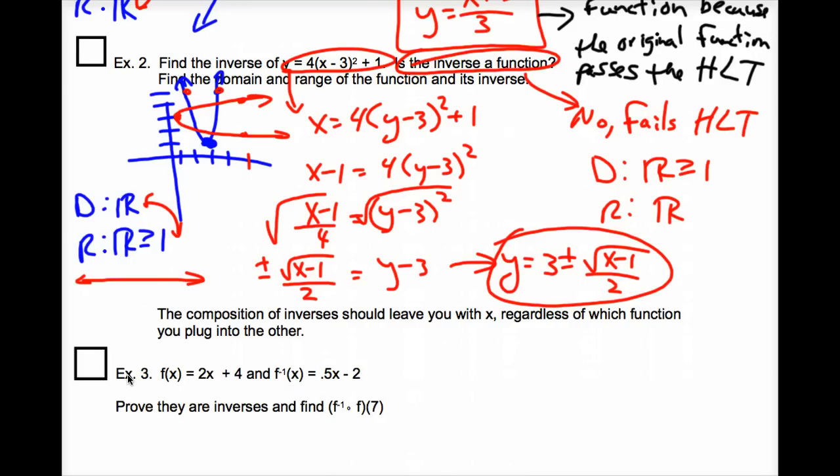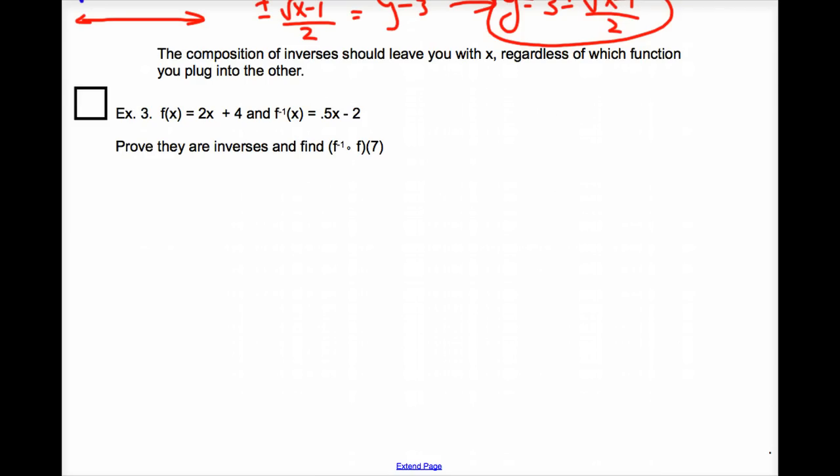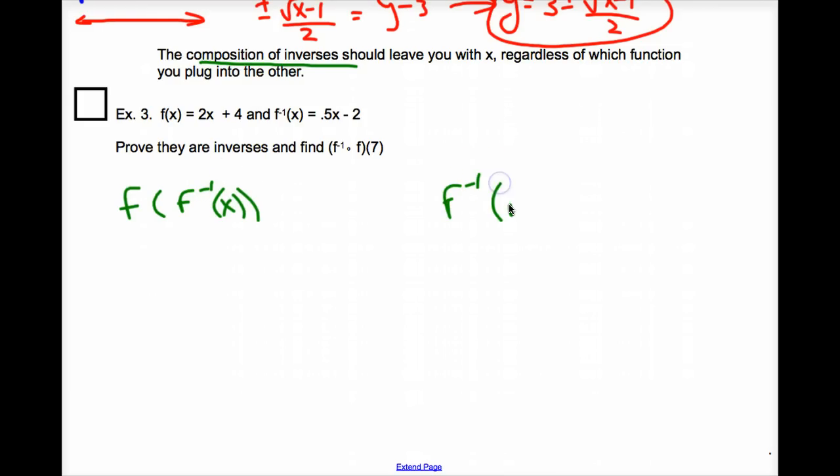All right, example 3. Here we're just going to find the composition of inverses. That means take an inverse and plug it into the original function and vice versa. So we're going to have like this, where I plug an inverse into its function, the beginning function, and then I take the inverse of what it started as. In both cases, you should end up back where you started, back at x. So I'm going to show you that you actually do end up at x. That's how you prove it.